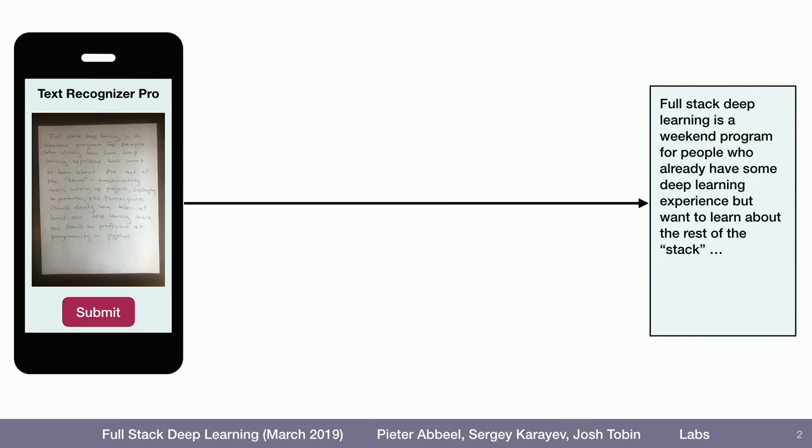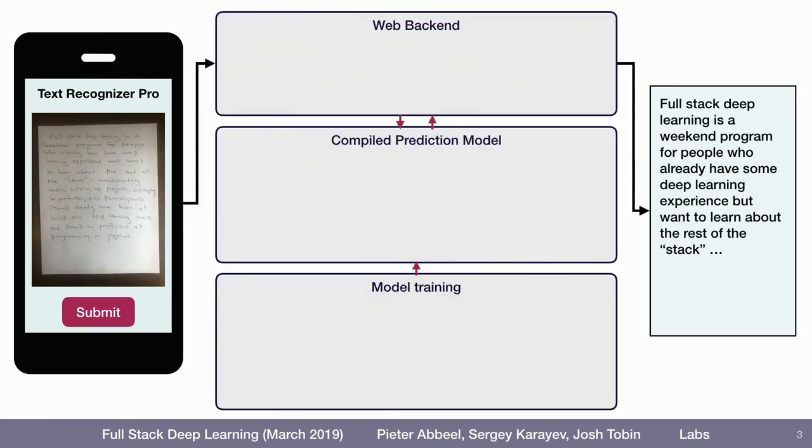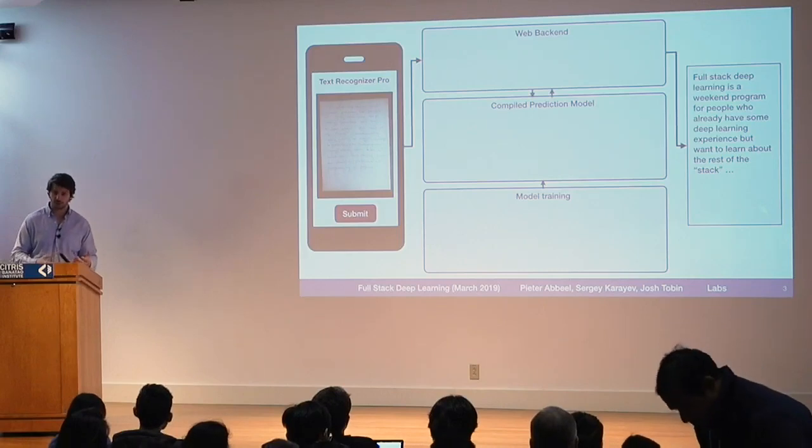The first thing I want to do is just talk through an abstract system diagram of how our approach is going to work. There are three modules that interact with each other. The first is a web backend that takes input from the app and sends output back to the app to output to the user. That sends and receives information from a compiled prediction model, which is your machine learning model that's going to be deployed. And the compiled prediction model is determined by some training code.